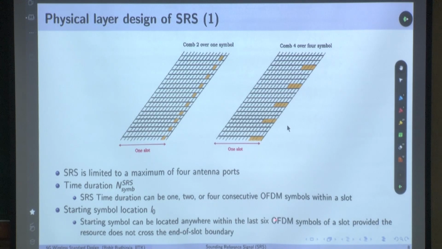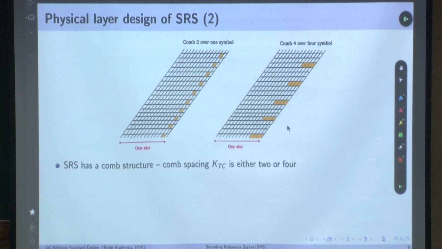But look at this bullet, what is it saying? It can come anywhere within the last 6 OFDM symbols. You cannot place it so that it crosses the slot boundary, so you have to follow the basic rule that SRS should not cross the slot boundary. Now, what is this?